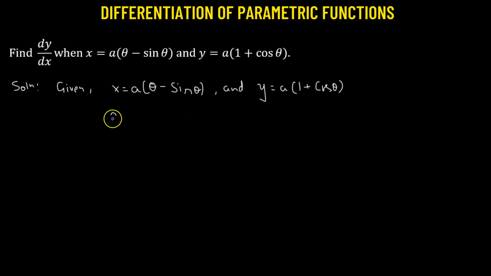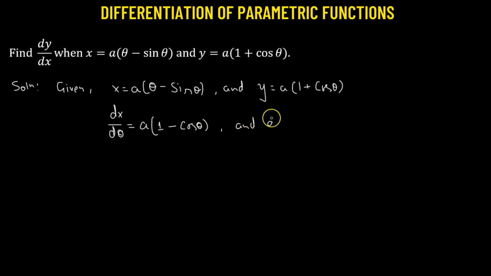Now, we'll take the derivative on both sides with respect to theta. So we have the derivative of x with respect to theta, that's given by a multiplied by the derivative of theta with respect to theta, which will be 1, minus the derivative of the sine function, which will be the cosine function. So we'll have cosine of theta.